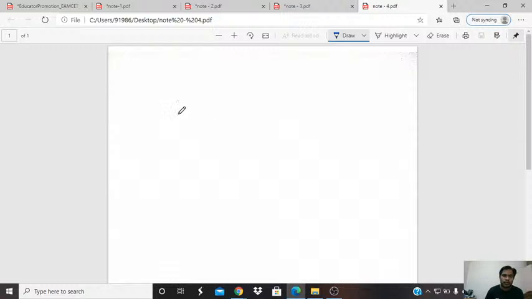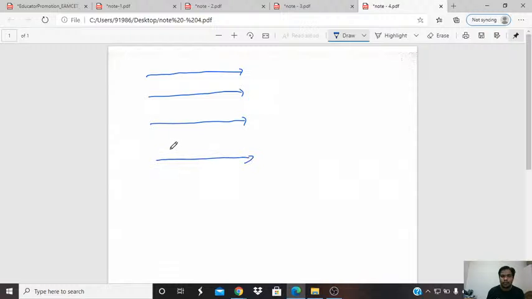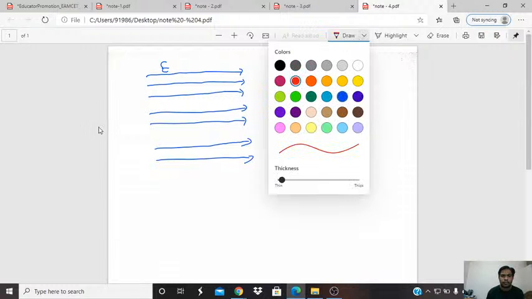And now see, if an electric dipole is placed in a uniform electric field like this, let us consider a uniform electric field E. So in this an electric dipole is placed.